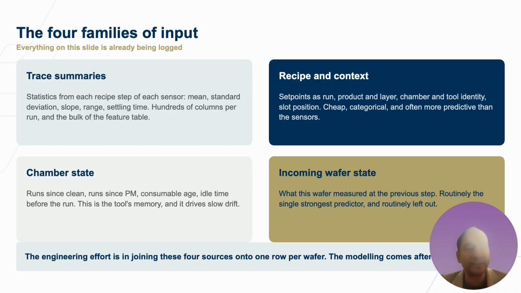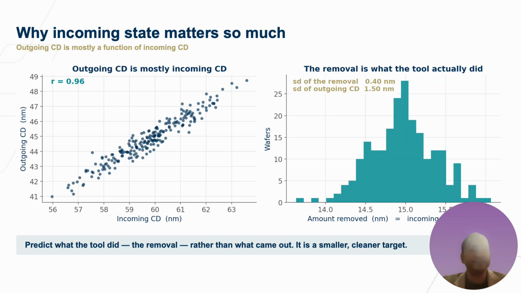And the one people leave out: what the wafer measured at the previous step. Routinely the single strongest predictor in the whole table and routinely absent because it lives in a different database owned by a different team. The engineering effort in a virtual metrology project is joining these four sources onto one row per wafer. The modeling comes after. It is the easy half.